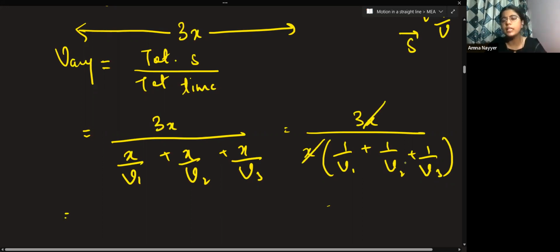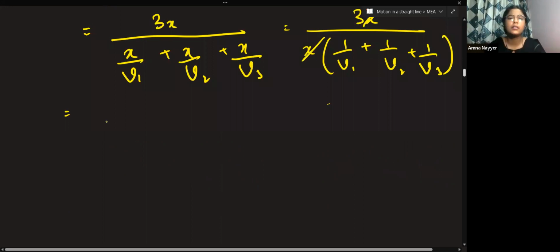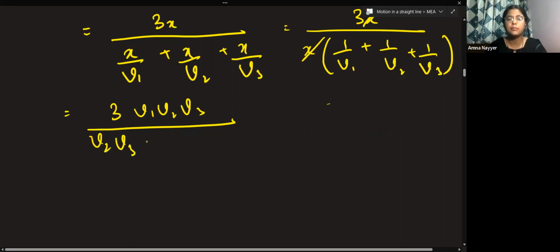Now we just have to take the LCM. LCM will be what? We just multiply it. So LCM will be v1, v2, v3. Since v2, v3 is missing here, it becomes v2 v3 plus. Here v1 and v3 are missing, so this becomes v1 v3 plus. v2 and v1 are missing, that becomes v1 v2. This is the average speed.